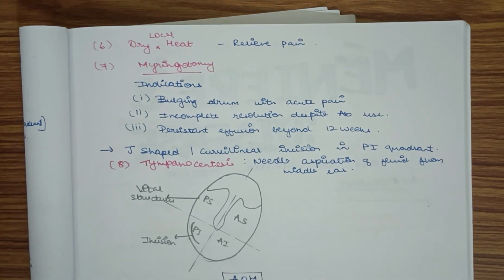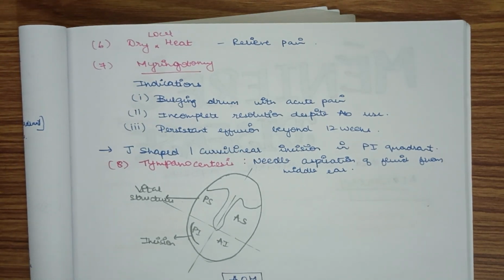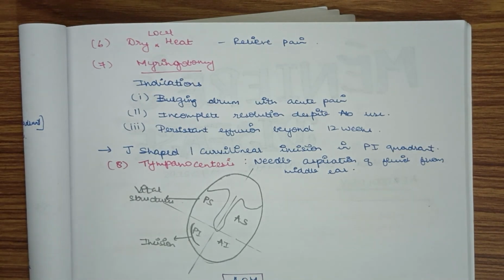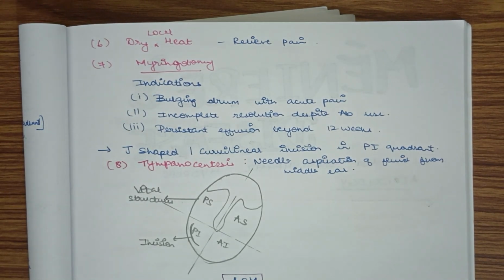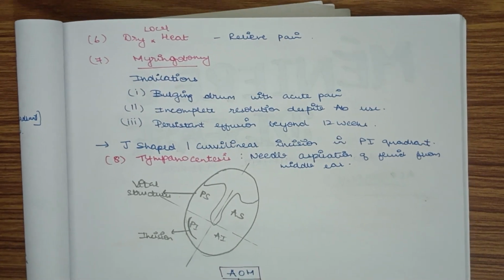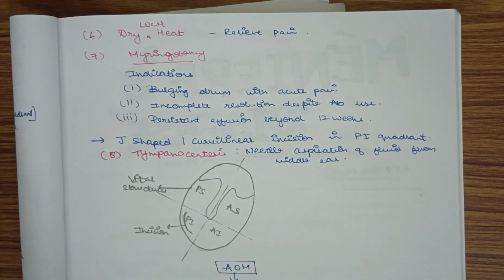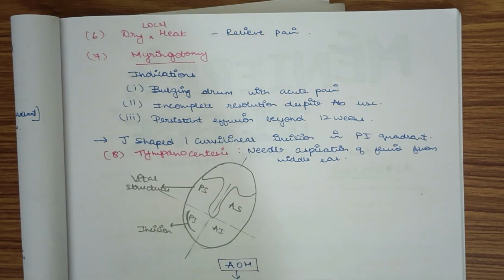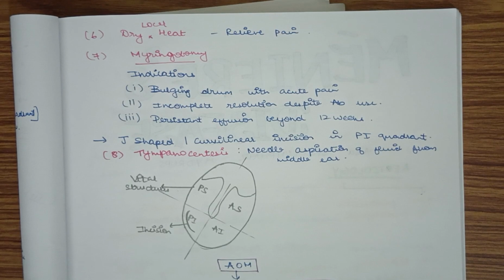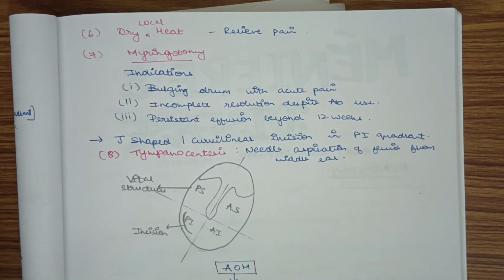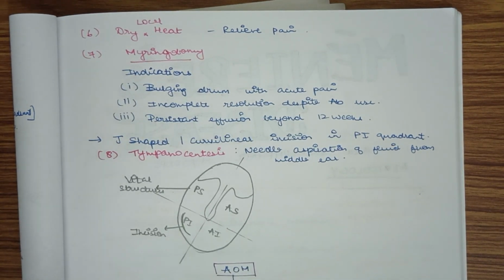Myringotomy can be done. The indications of myringotomy include a bulging tympanic membrane, that is bulging drum, which is generally seen in stage 3 of acute suppurative otitis media, or incomplete resolution despite appropriate antibiotic usage, or persistent effusion in the middle ear beyond 12 weeks. So all these are indications of myringotomy. So now we'll see what is myringotomy. So we'll have a basic idea about myringotomy.